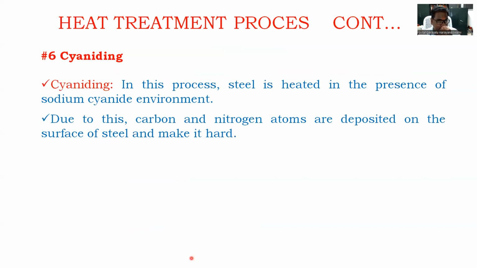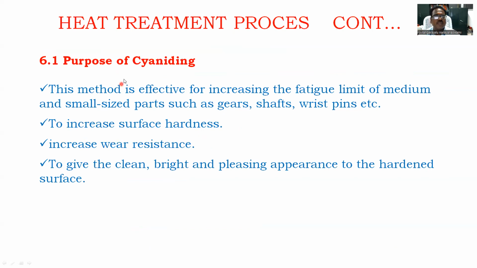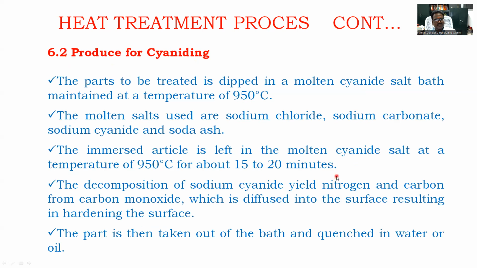Cyaniding. Cyaniding is the process in which steel is heated in the presence of a sodium cyanide environment. Due to this, carbon and nitrogen atoms are deposited on the surface of the steel and make it hard. Purpose of cyaniding: this method is effective for increasing the fatigue limit of medium and small sized parts such as gears, shafts, wrist pins, etc.